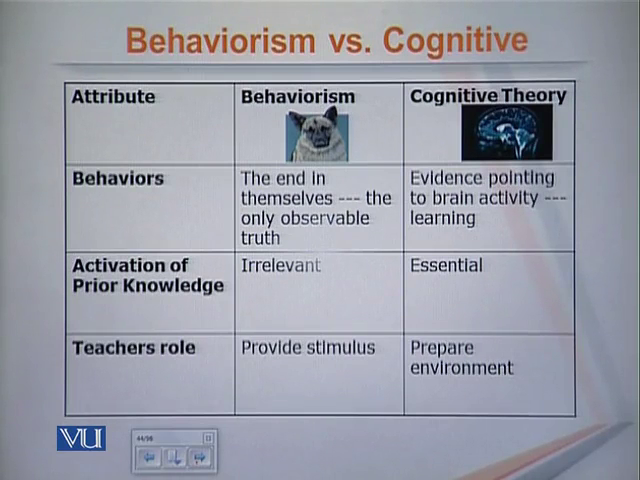Activation of prior knowledge in behaviorism is irrelevant. What you know earlier, do you know anything earlier, is irrelevant. It is not needed. Prior knowledge has nothing to do with the behavior you manifest under behaviorism. Under cognitive psychology, it is essential because you cannot build thinking from scratch. You build thinking from what you already know, and that is prior knowledge.